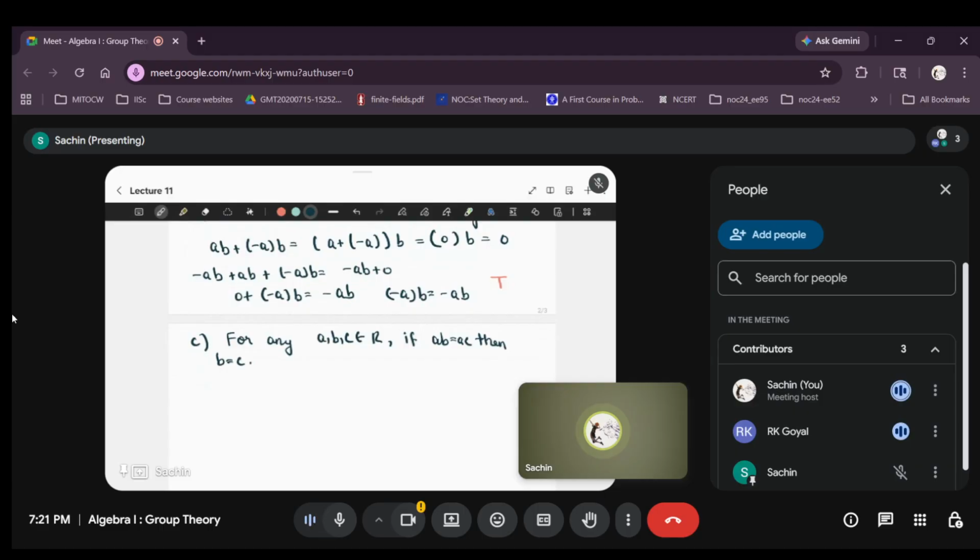Yes, A inverse should exist, but there's no guarantee. So for some A, B, and C, it might be true. For example, if you take A equal to E, then obviously EB equal to EC means B is equal to C. That's a redundant statement. It's a tautology. It's always true. So for some elements it might be true, but we can't say that for all elements. So this is a false statement.